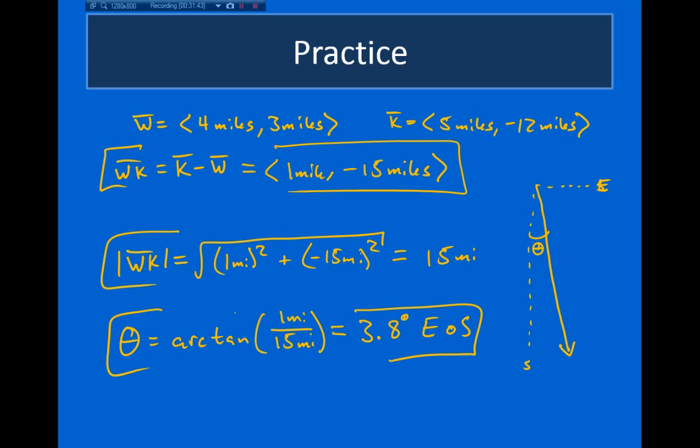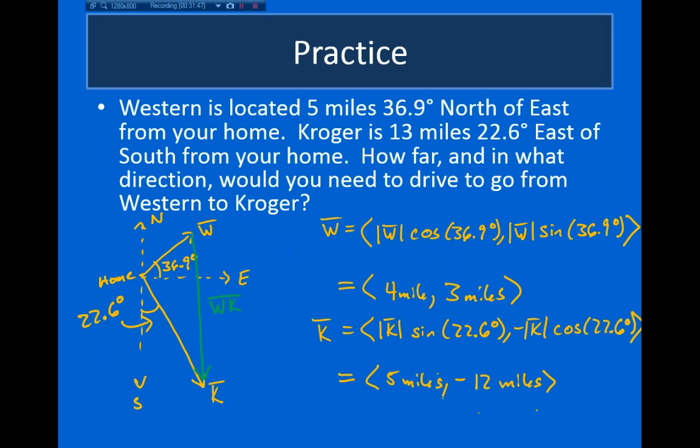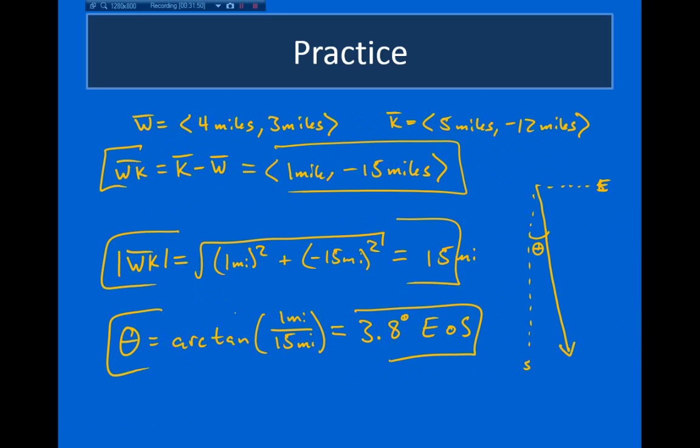So that's how you would get to Kroger's from Western. This is probably not at all true, so don't try this. But that's the answer to the problem. You would walk 15 miles in a direction that's 3.8 degrees east of south.